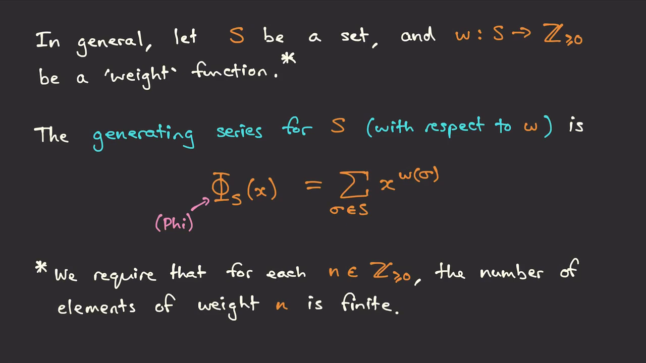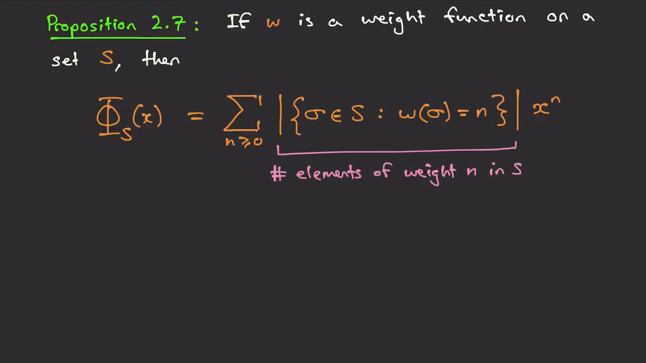One final thing to note here is that even though we write phi S of x for this generating series, the generating series actually depends on w as well. You could argue that we really should have written phi subscript S and w of x. We leave w out simply for convenience, as usually the weight function is obvious from the context. We'll see a number of examples of this construction soon, but before that, I'll quickly prove the statement about generating series that makes them so useful.